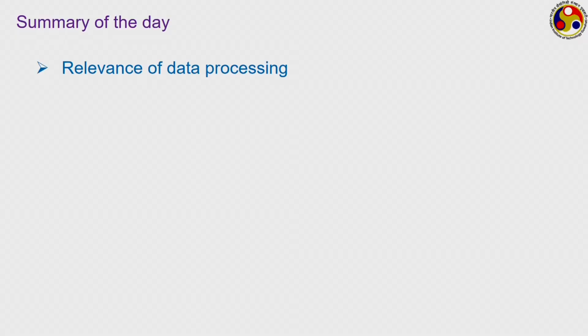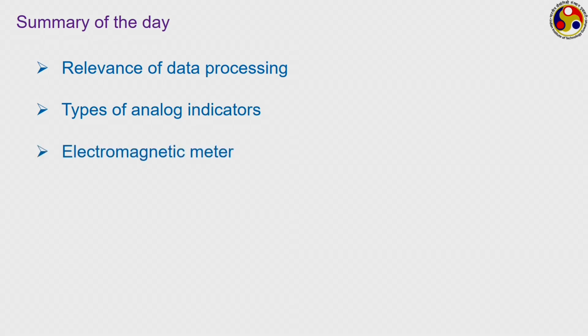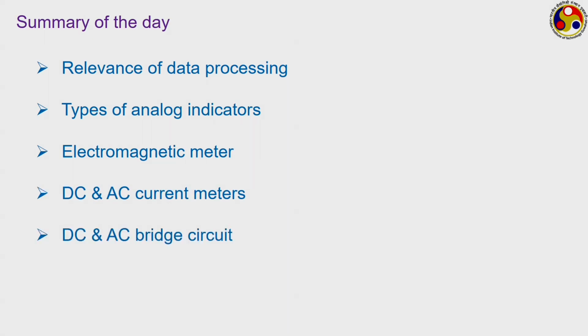In the next lecture, we shall be solving a couple of numericals to start with, where we can make use of these relations. So, today we have started with the discussion on the relevance of data processing and different components that come under this data processing. Then we have discussed the types of analog indicators, particularly electrical based analog indicators. Then discussed a bit more about electromagnetic meters using the D'Arsonval principle, from where we came to the discussion of voltmeters and ammeters. Then we talked about DC and AC current meters, and exclusively talked about the DC and AC bridge circuits.